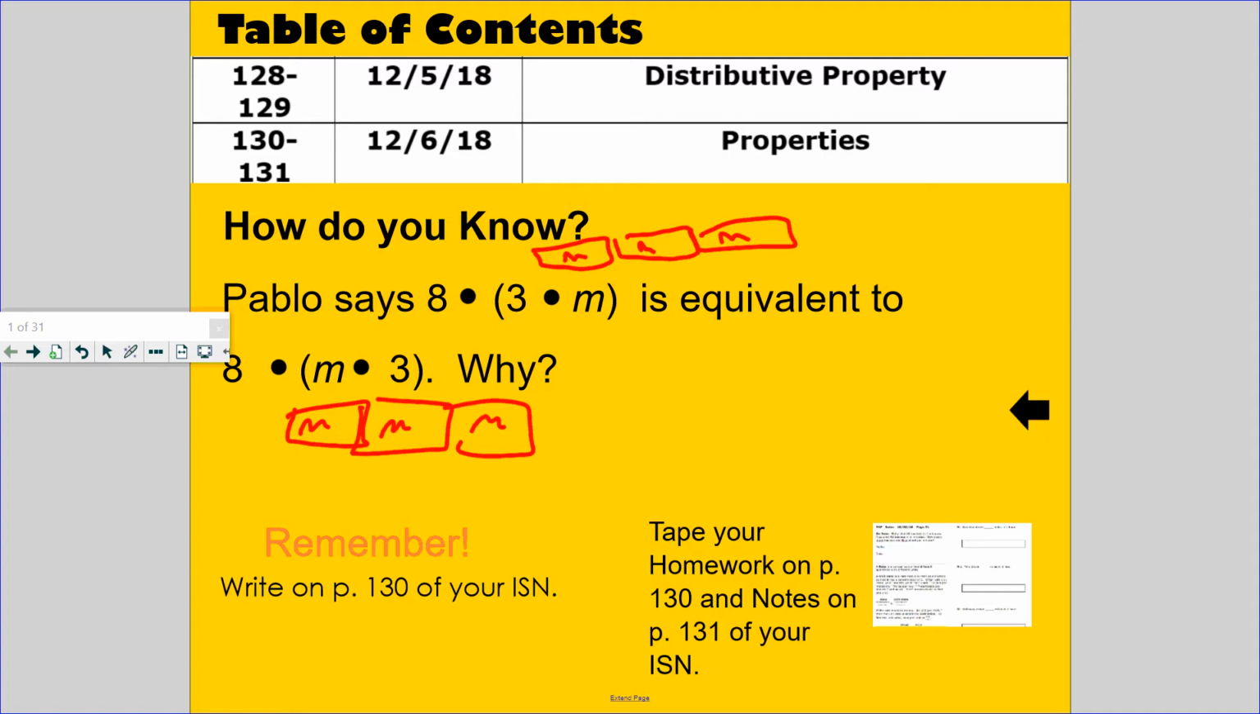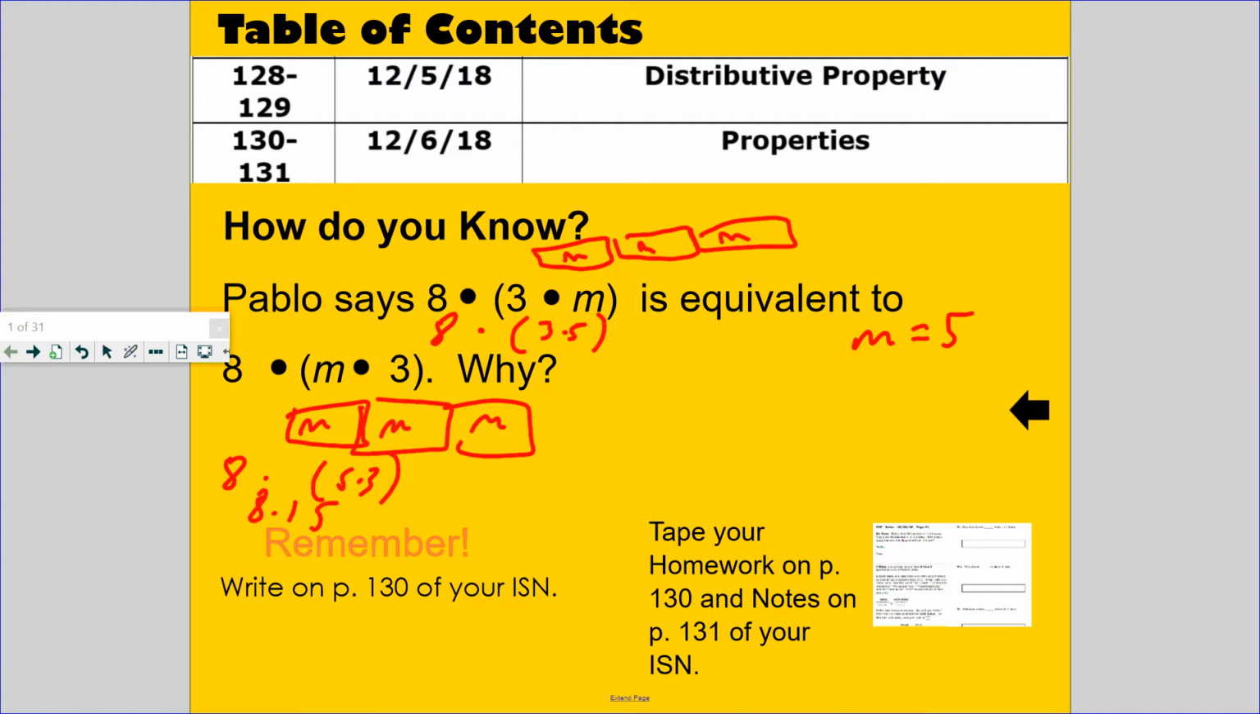But what about, let's use practical numbers. What do you want to substitute? It's kind of called plug and chug. What would you like to substitute m with? I would like to substitute m with 5. So 8 times, what's 3 groups of 5? That's 15. 8 times 15. And for this one, 8 times, substitute the m with 5 times 3. What is 5 times 3? 15. So 8 times 15.